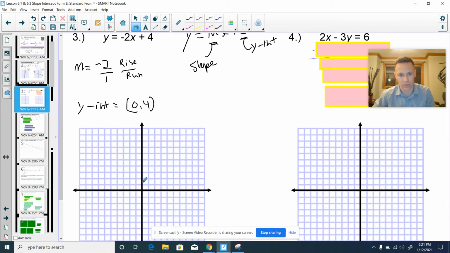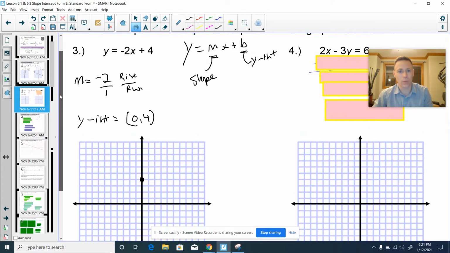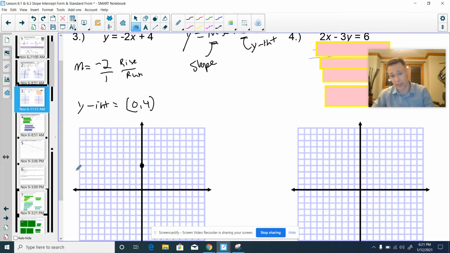So that is the coordinate point (0, 4). I go up to (0, 4), which is 1, 2, 3, 4 right here. Then my slope is -2 over 1. So my rise is -2, which means I go down. Down 2, right 1, down 2, right 1. I keep doing that over and over again until I get a line. And then they go the other direction. We use it exactly backwards, so up 2, left 1. And there's my line, ladies and gentlemen.